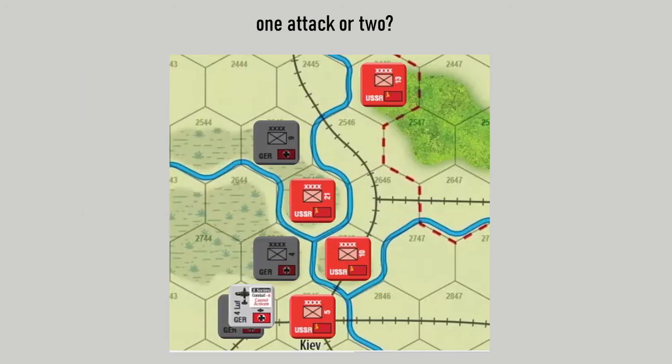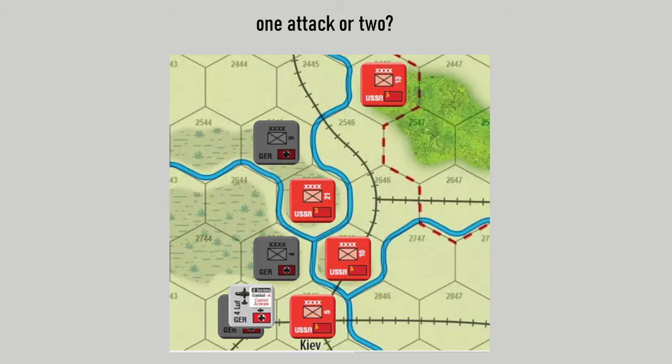Let's look at another one of these. Here we have 2 German units. They're launching an attack in fair weather, but because of movement, they can only launch 1 attack each. Do they use assaults to combine it, or do they launch 2 consecutive mobile attacks?